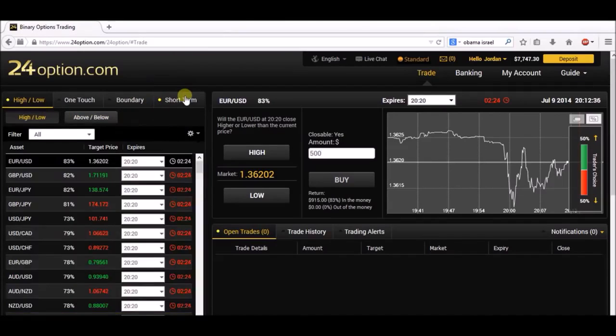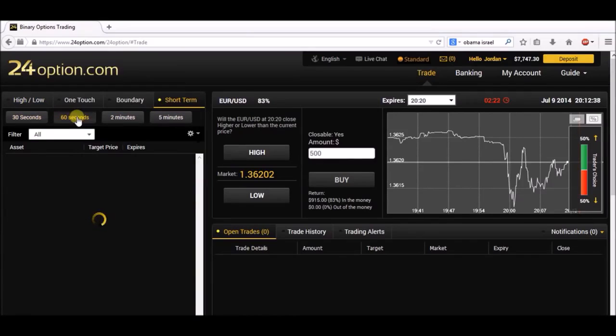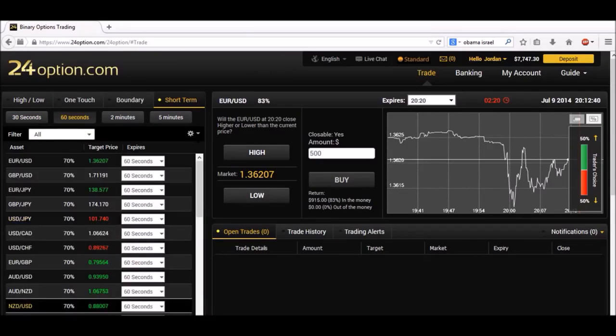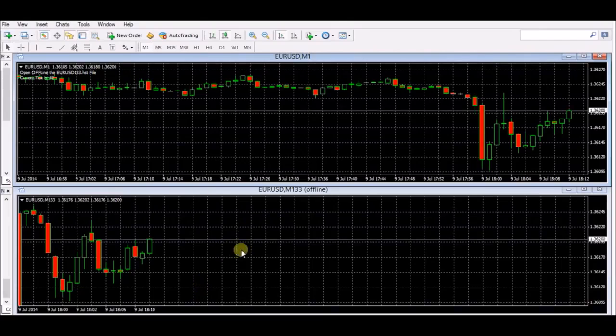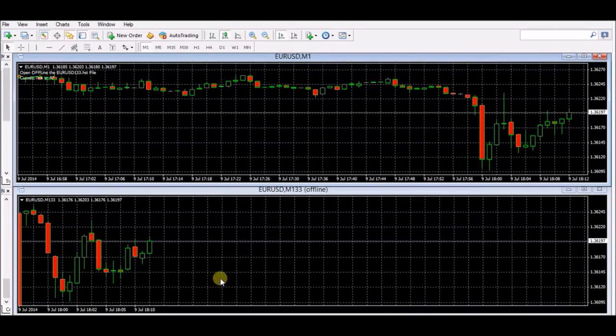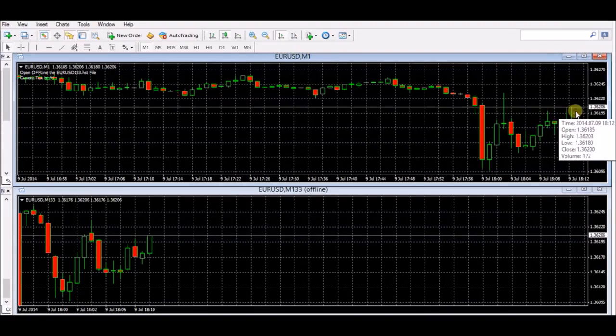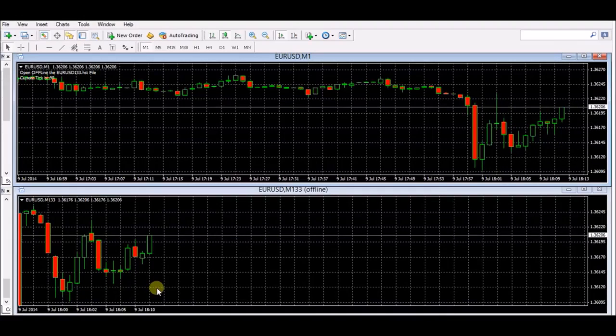Let me just make sure here I wasn't on short-term 60-second trading. Euro US dollar. Okay, we may have confirmation of the trend here. But these are kind of smaller volatility here. Smaller price fluctuation, but it's starting to look good.